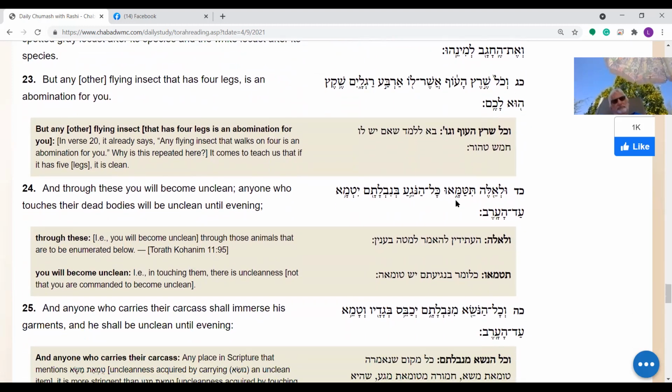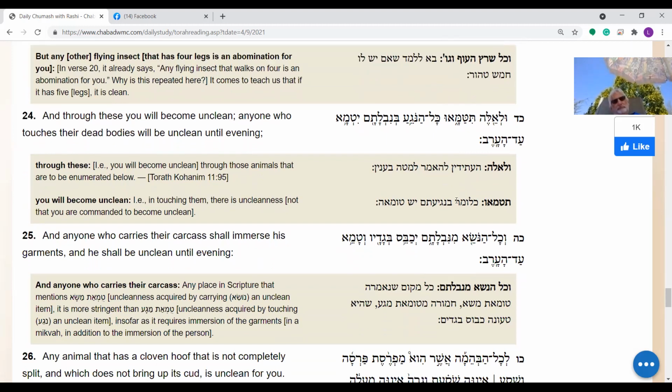Verse 23. Any flying insect that has four legs is not kosher. However, if it's an insect that has five legs, it is kosher. I'm not sure exactly what that means, but I guess if you have a five-legged grasshopper, it might be kosher. Anyway, I'm not sure of more details about that. Verse 24.